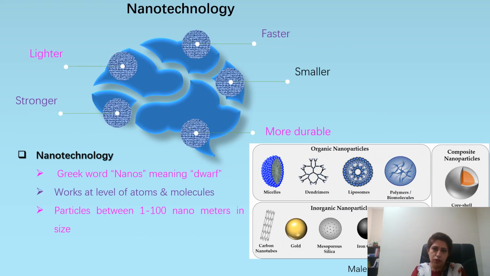Let's talk about the nanotechnology. Nanotechnology is derived from a Greek word, nanos, which meant dwarf because it works at the level of atoms and molecules. The size of the particles ranges between 1 to 100 nanometers in the nanotechnology. The nanotechnology is a highly emerging field currently because it is lighter, stronger, faster, more durable. That's why it is highly recommended in the medical and dental applications.